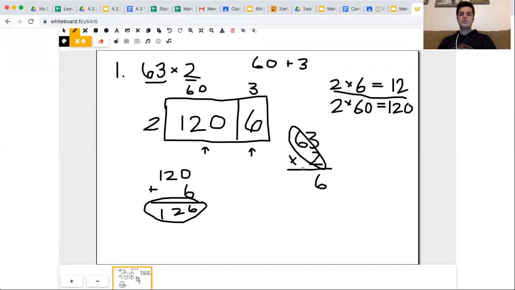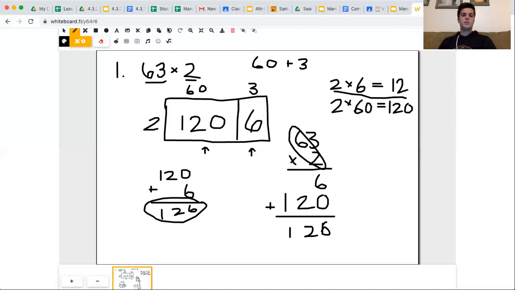Now we can't just write 12 here like this underneath, because it's really not times 6, it's times 60. So it's 120. So let's write 120. And then let's just add the two products of our previous problems. 6, 2, and 1. Okay, so 126. This method is called the standard algorithm.